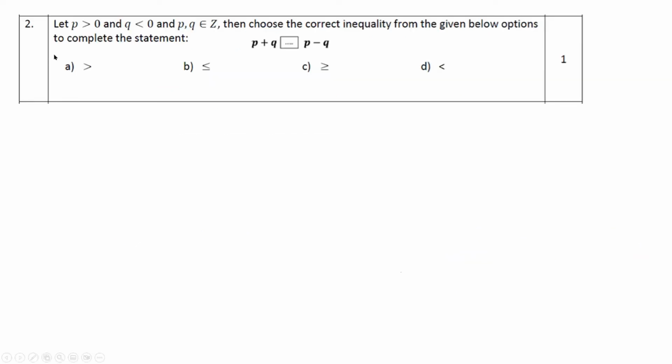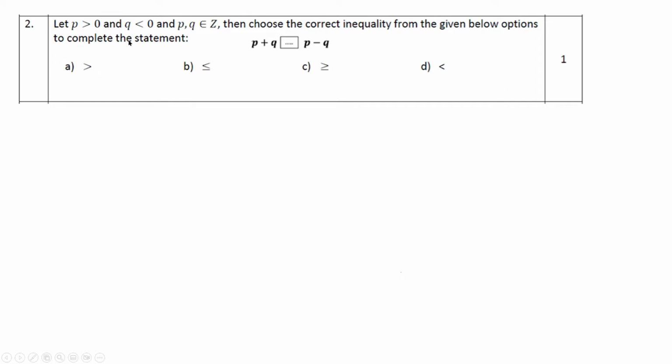Now we have the next question. Let p greater than 0 and q less than 0, and p, q belong to Z. Z means the set of all integers. So we have p as a positive integer and q as a negative integer. Then choose the correct inequality from the given options to complete the statement. So here we have to insert the correct inequality. On the left hand side we have p plus q and on the right hand side we have p minus q. So we have to check which inequality is correct.